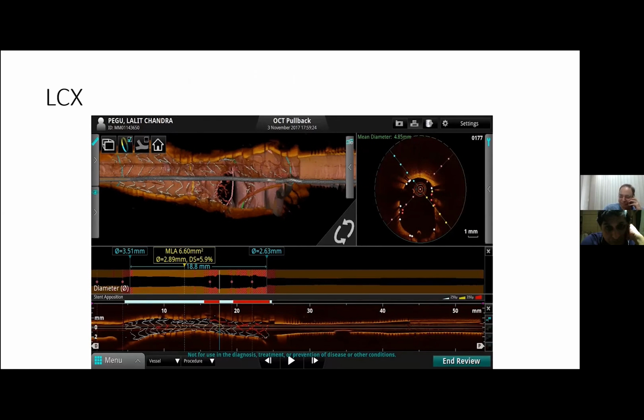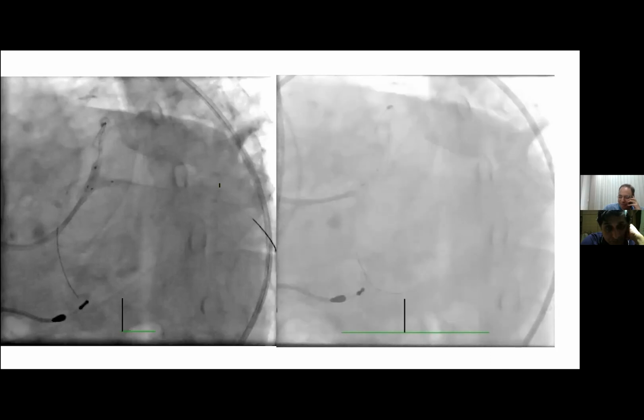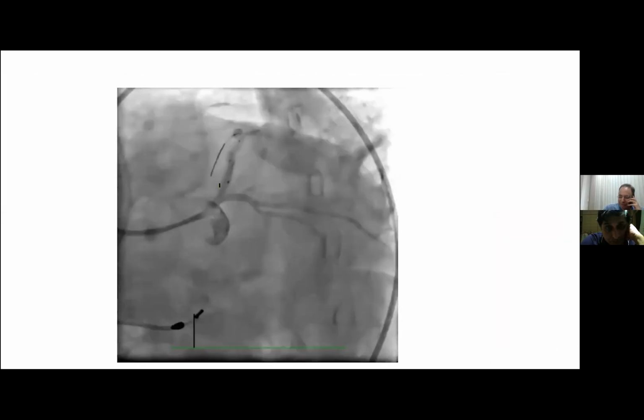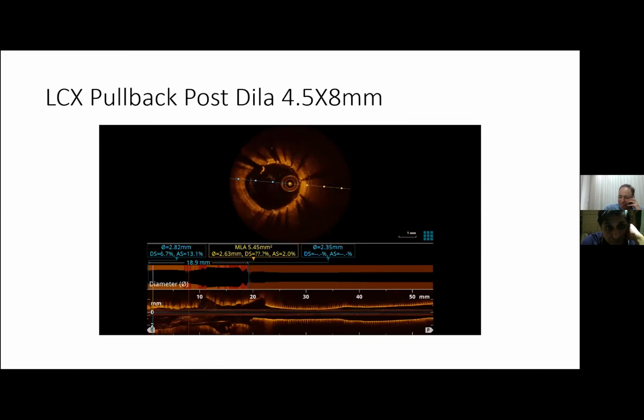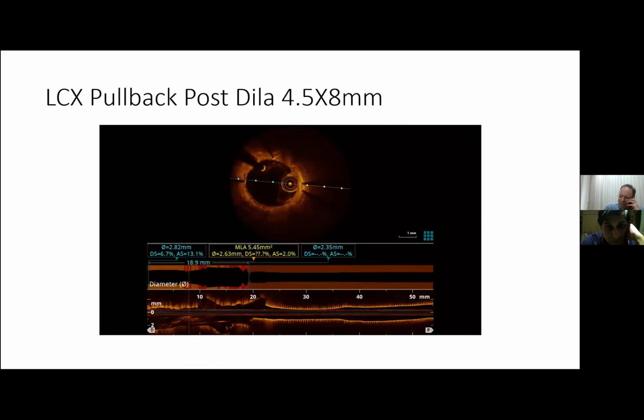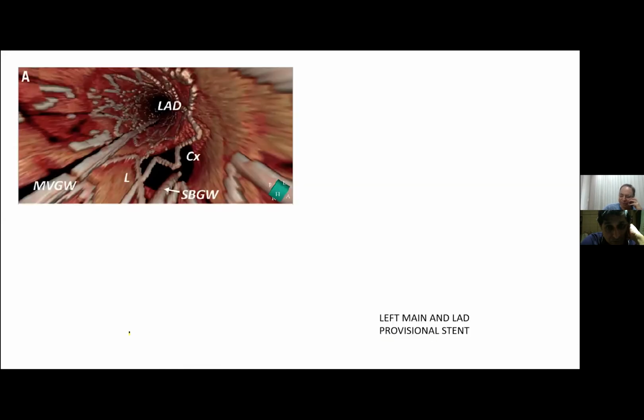This tells you the kissing balloon is not complete, because you want to have a very good opening here. You don't want to see the struts on the mouth of the circumflex. And this is the final kiss. This is the angiography. This is the pullback after the POT on the left main, which was 5 also. You see the left main looked rather nice on this view. And this is the ostium of the circumflex, which was about 6.5.